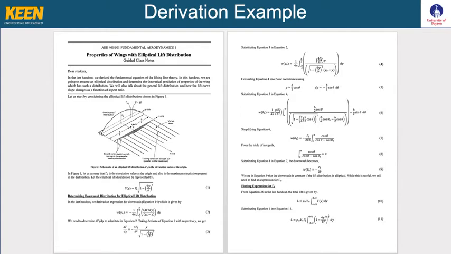So here is a derivation example of a math concept. It's called lifting line distribution. It's basically a mathematical way to determine lift from a finite wing. And as you can see, it's pretty math heavy, and there are derivations that lead to a physical quantity, which we call downwash here.